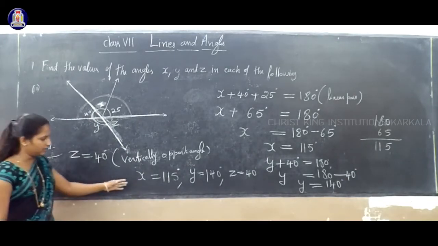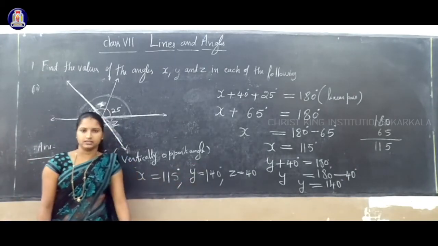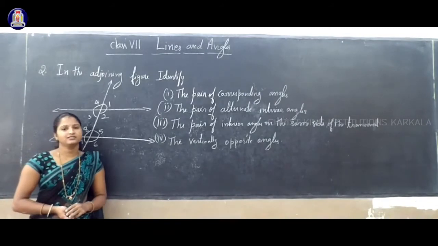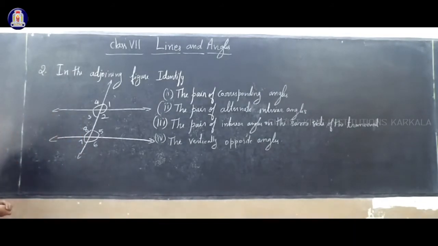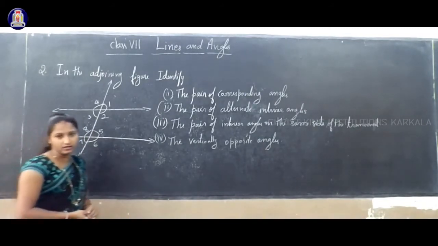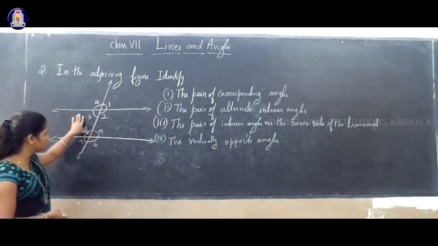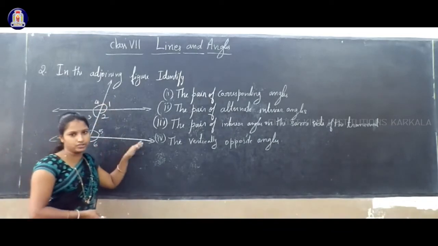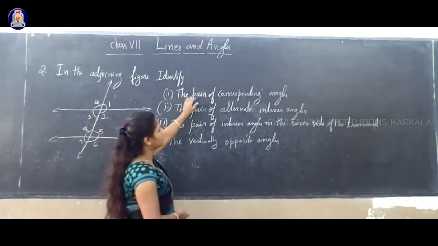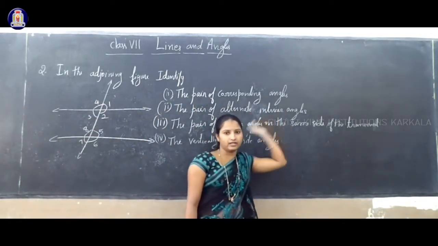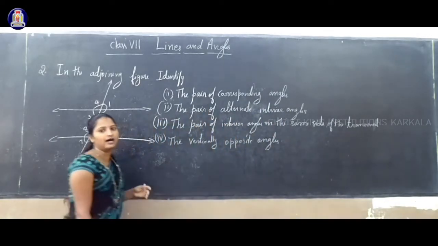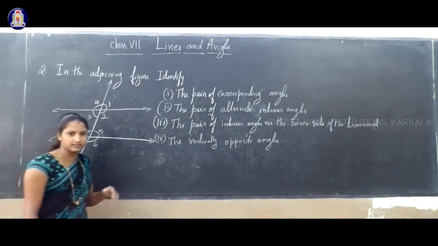So we got angle x, y and z. Clear? Okay. The next question, that is the second one. See, in the adjoining figure, you have to observe the figure and answer the following questions. Just identify the pair of corresponding angles. Which angles are corresponding angles in this figure?